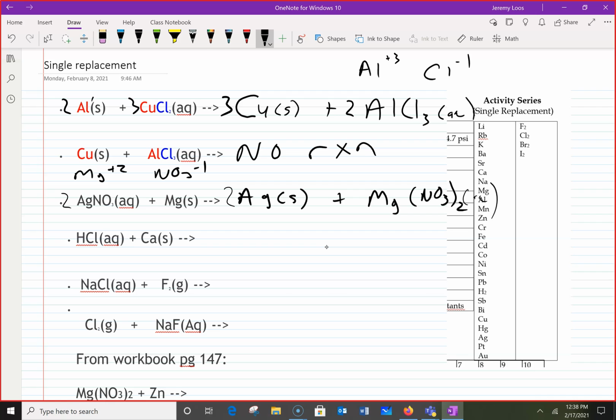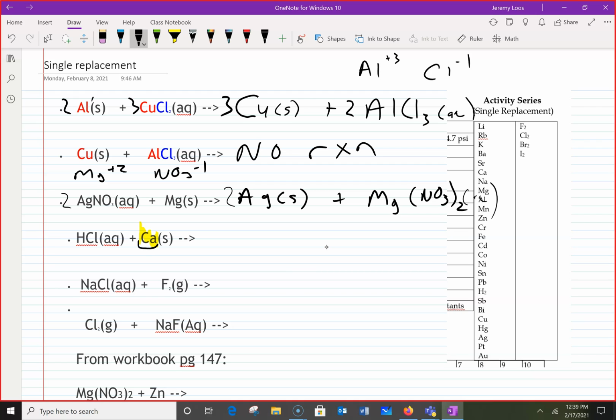Okay, so let's look at another one. Okay, so this one is a metal replacement, because calcium is a metal.